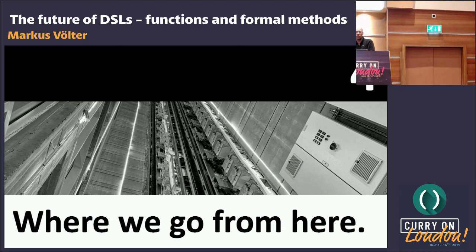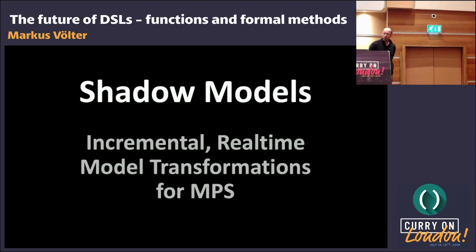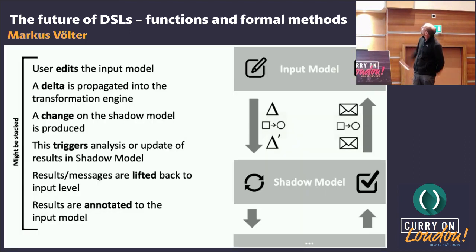So where do we go from here? We are working on something called shadow models. It's an incremental, real-time model-to-model transformation engine for MPS. Basically, the idea is that if you have an input model, the surface syntax of your DSL for example, and you modify stuff there, a delta is propagated to another model, which we call the shadow model. It's, for example, a desugared version of your DSL where only basic kernel F language constructs are used.